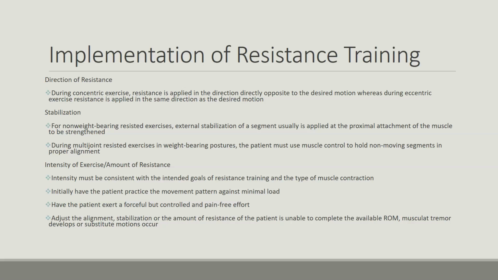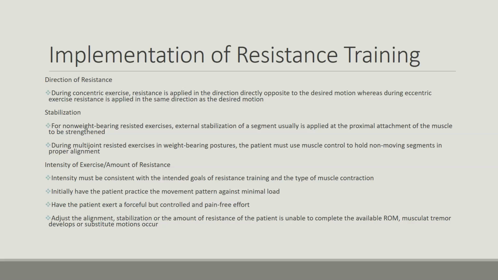Have the patient exert a forceful but controlled and pain-free effort. So pain-free is the key here, and controlled. So they're not whipping the weights around and doing all the things you might see in the gym all the time. Adjust the alignment, stabilization, or the amount of resistance of the patient if the patient is unable to complete the available ROM, muscular tremor develops, or substitute motions occur.